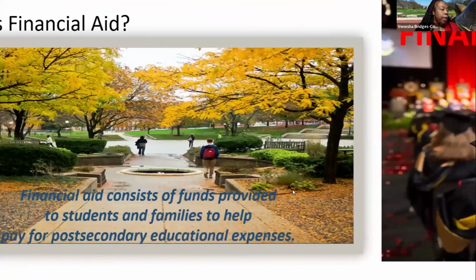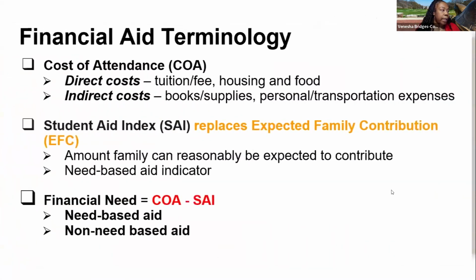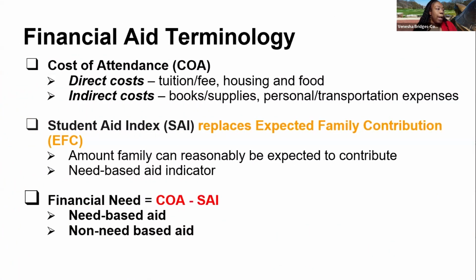So, some important things that you need to know. Financial aid pretty much consists of funds provided to students and families to help to pay for post-secondary educational expenses. Right now, the financial aid terminology that was previously used was what we call expected family contribution, but there have been some terminology changes that have occurred for the 24-25 aid year and going forward.